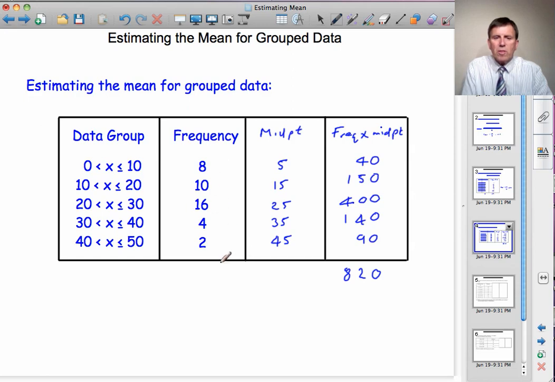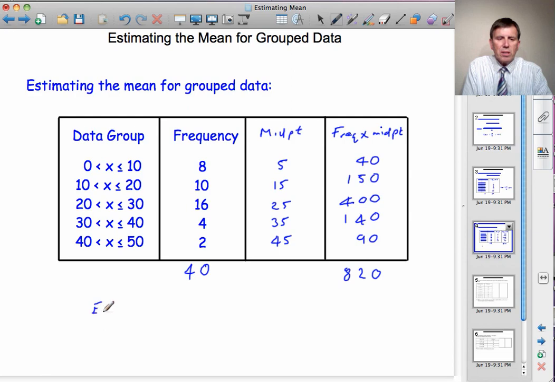Well, that's just the sum of the frequencies. If I've got 8 of those, 10 of those, 16 of those, 4 of those, and 2 of those, altogether the number of bits of data is just the sum of this column here. 2 plus 4 is 6, 6 and 6 is 12, 12 and 8 is 20. Put down the 0, carry the 2. 2 and 1 is 3, and 1 is 4. So we have 40 data items.